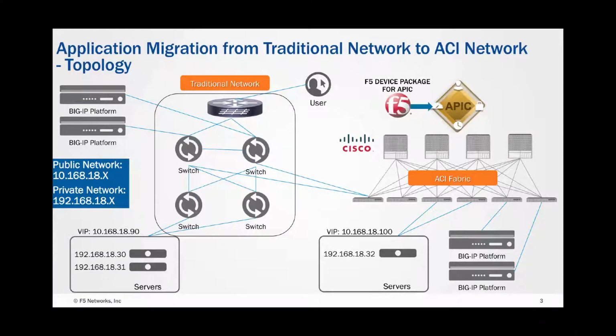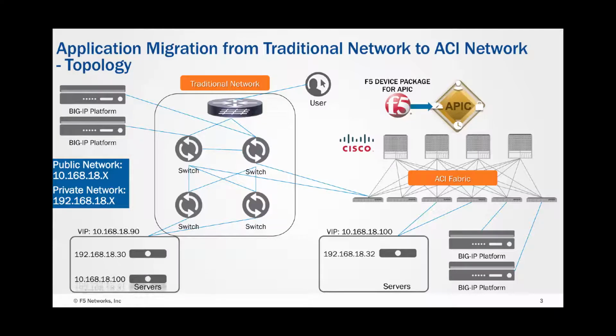We bring up ACI and pre-stage a second pair of BIG-IPs within ACI with service integration. The two networks are connected with an L2 link. The VIP and pools for the application are also set up. Application migration is achieved by taking the ACI VIP and adding it to the VIP pool in the traditional network.